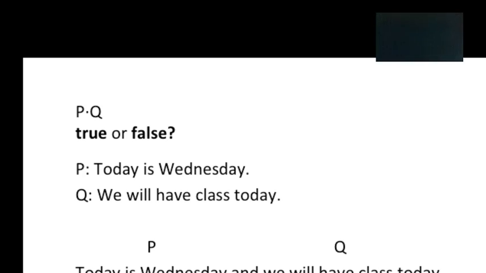So, for example, suppose I said this to you on a day which was a Wednesday, and on a day in which we did have class. In that case, P, as an individual statement, today is Wednesday, would be true. And Q, the individual statement, we will have class today, would be true. And if I said to you, today is Wednesday and we will have class today, would you say, well, he's speaking truth? Or would you say, no, he's made a mistake somehow? You'd say, he's speaking truth. So what you see here is that if P is true and if Q is true, then P and Q, when you put them together, will still be true.